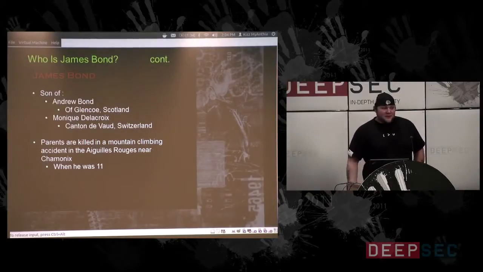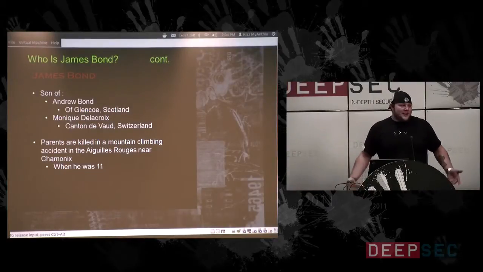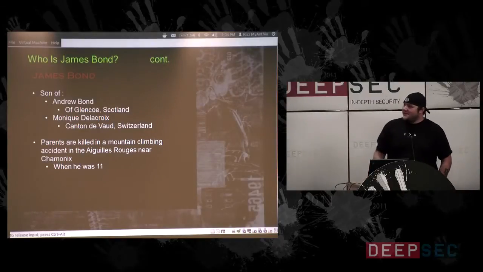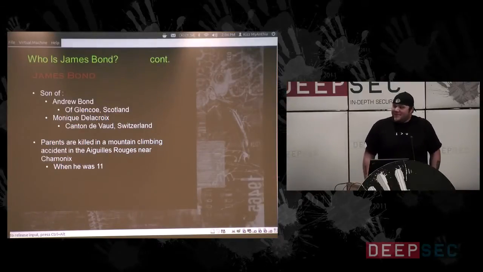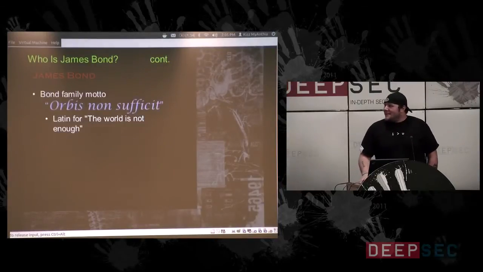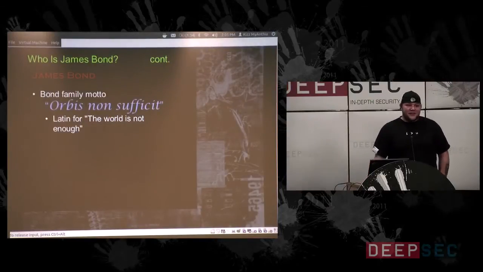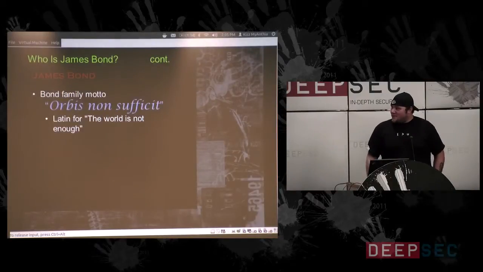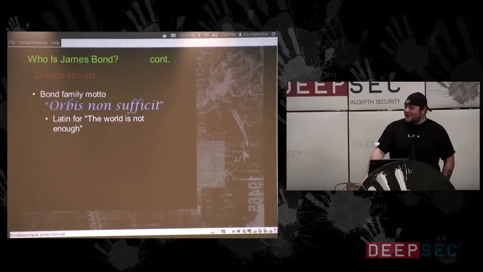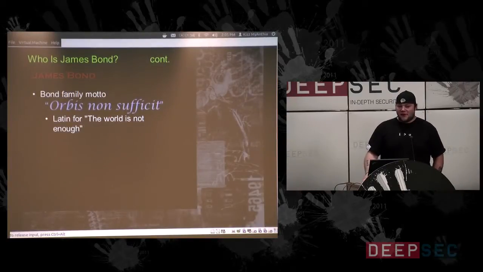A little bit more history. So, son of Andrew Bond, and so he's a good UK resident, and was 11 when his parents were killed in a mountain climbing accident. As fun as I guess that is, I've never been mountain climbing. So, the Bond family motto is actually one of the names of the films. It's just kind of cool, fun little facts that you guys can play with later. Something that you might get at some bar trivia somewhere.